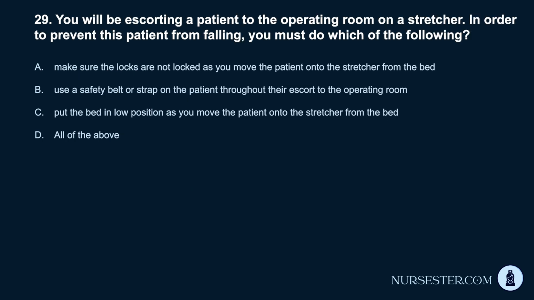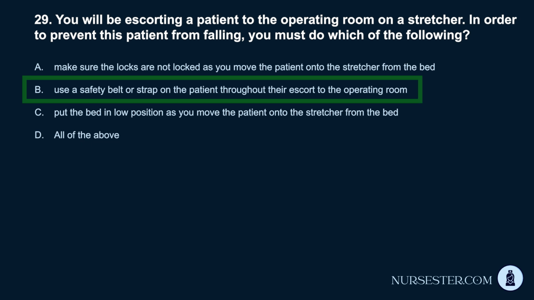29. You will be escorting a patient to the operating room on a stretcher. In order to prevent this patient from falling, you must do which of the following? A. Make sure the locks are not locked as you move the patient onto the stretcher from the bed. B. Use a safety belt or strap on the patient throughout their escort to the operating room. C. Put the bed in low position as you move the patient onto the stretcher from the bed. D. All of the above. Correct answer: B. Use a safety belt or strap on the patient throughout their escort to the operating room.